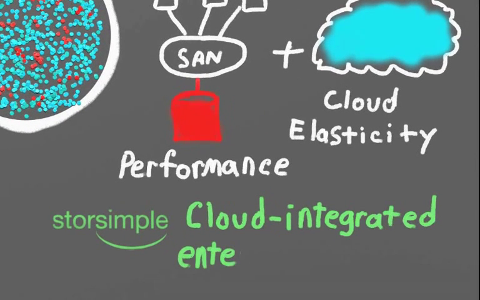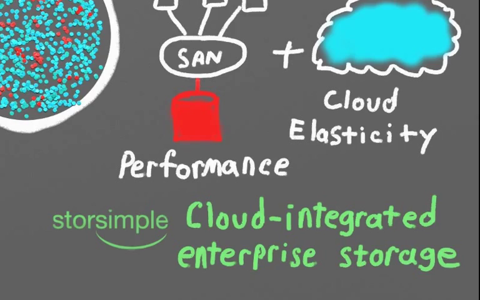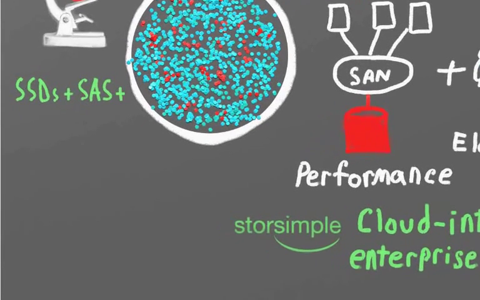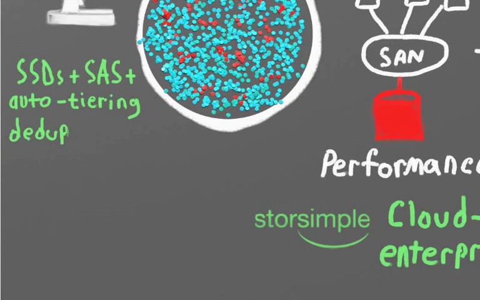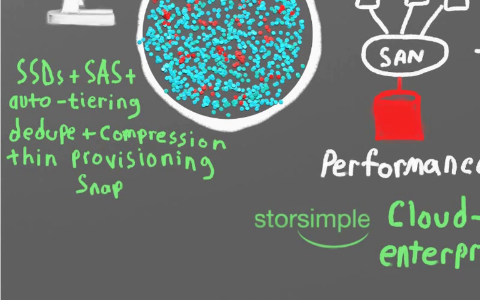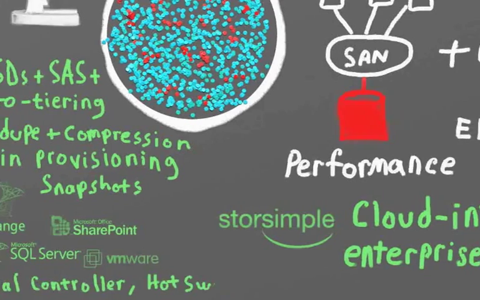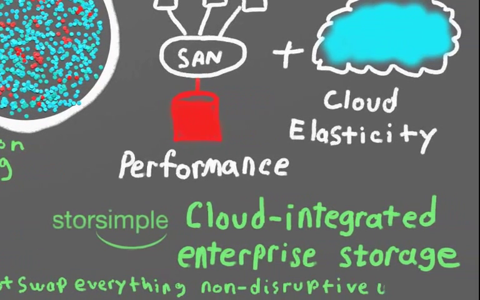StorSimple calls this type of storage system cloud integrated storage. Cloud-integrated storage from StorSimple has the same technologies as any other leading enterprise SAN storage system. It has SSDs, SAS drives, automated tiering, deduplication, compression, thin provisioning, application-consistent snapshots for apps like Exchange, SQL Server, and SharePoint, and certified support from VMware. It's a dual-controller architecture, and all components can be hot-swapped, and it features non-disruptive software upgrades.